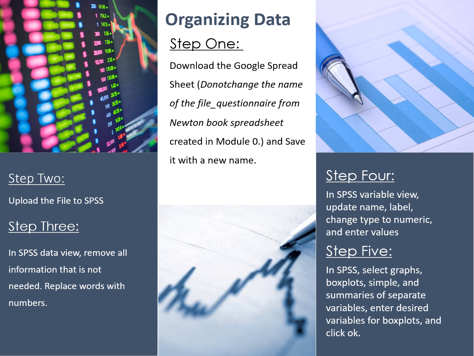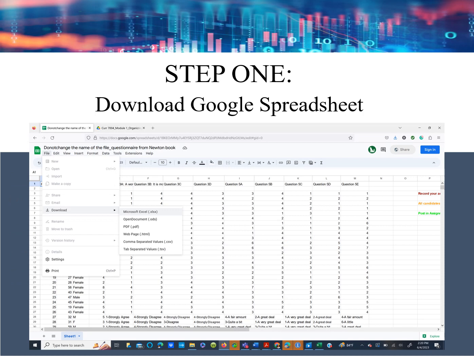Step 4 consisted of, in SPSS in the variable view, updating the names, labels, change type to numeric, and enter values. And then the final step, step 5, in SPSS, select the graph and select box plot, simple, and summaries of separate variables, enter desired variables for the box plots, and then click OK. So next I will break down each of these steps.